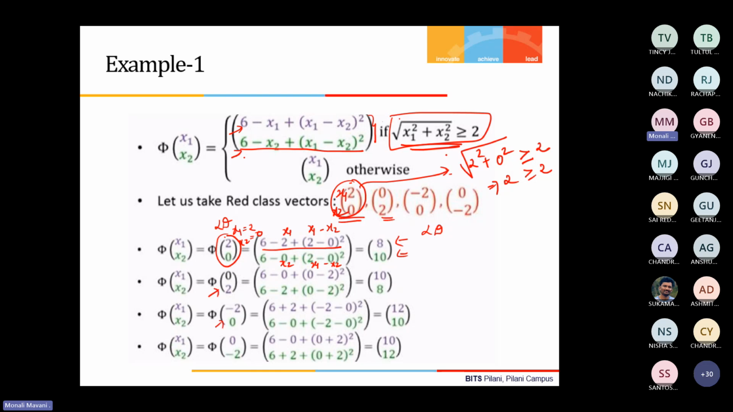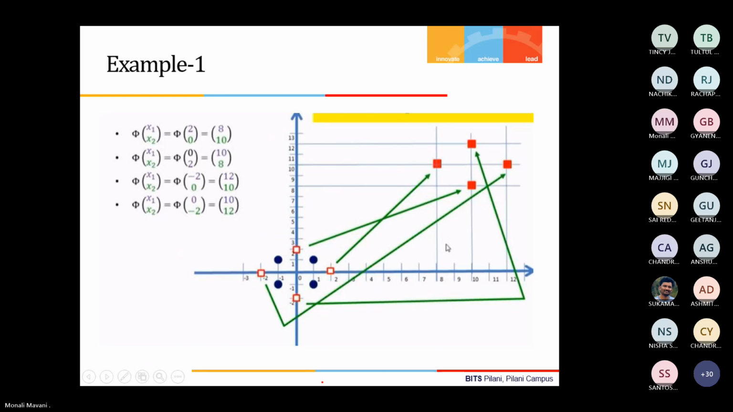Similarly, for all the data points this given condition is satisfied. So we will transform all of such data points: say 0, 2 is transformed to 10, 8; -2, 0 is transformed to 12, 10; 0, -2 is transformed to 10, 12. You can say the original red data points, those coordinates are changed. And now we can clearly see that the classes can be separated linearly.